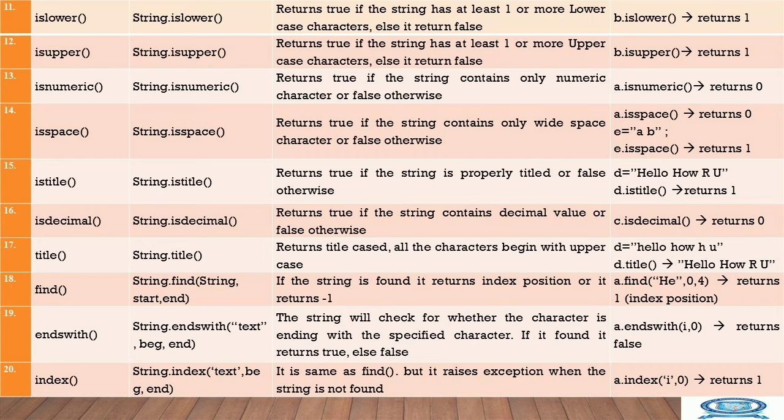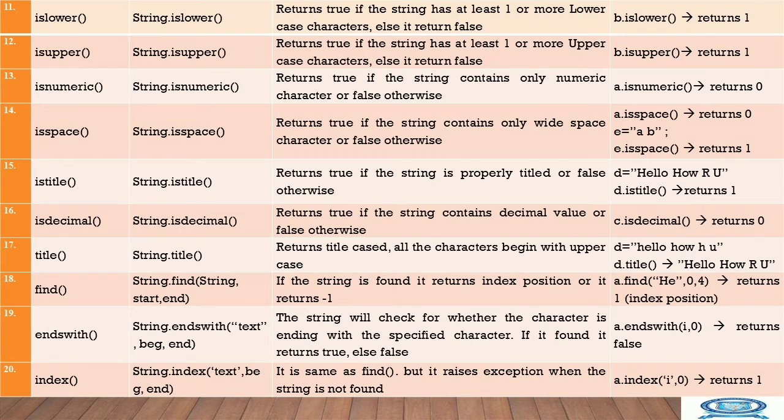Next is isalnum, that is alphanumeric. string.isalnum checks whether the string is alphanumeric or not. If the string contains one or more alphanumeric characters, it returns 1, else it returns 0. So, the answer for this is always 1 or 0. If alphanumeric characters are present, it returns 1, or else it returns 0. That is the example.